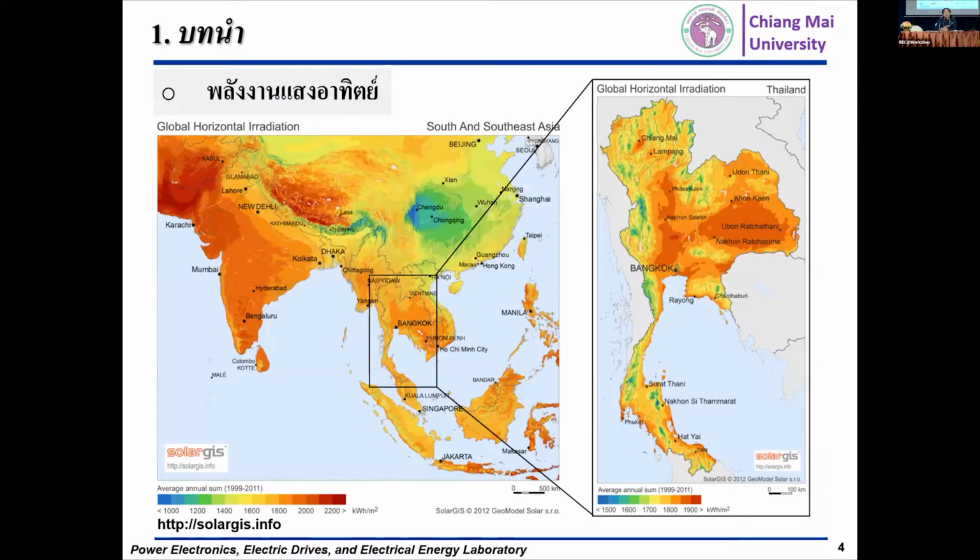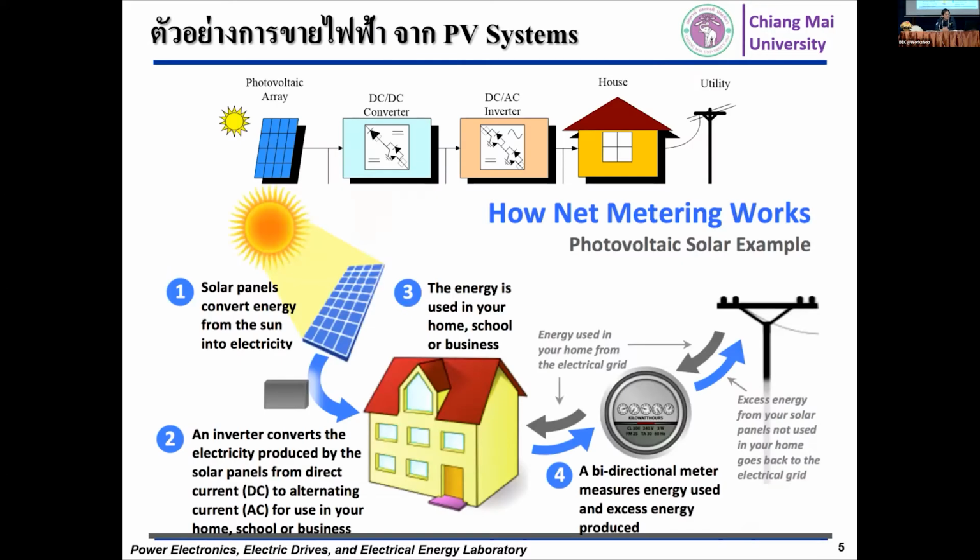This is the potential of Thailand for producing energy from sunlight. You can see here, Thailand has very high potential to produce energy from solar. And here is the basic theory of solar or photovoltaic producing energy by using power electronics. There are 2 parts.